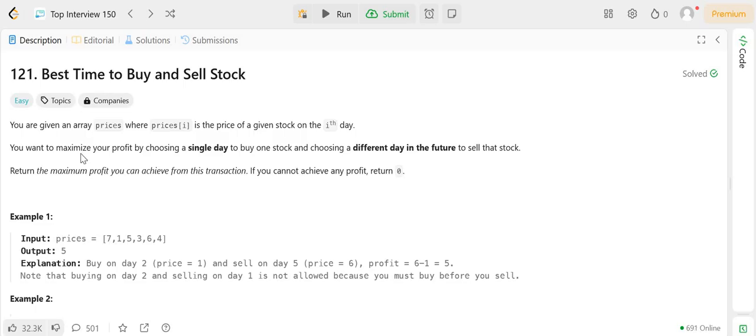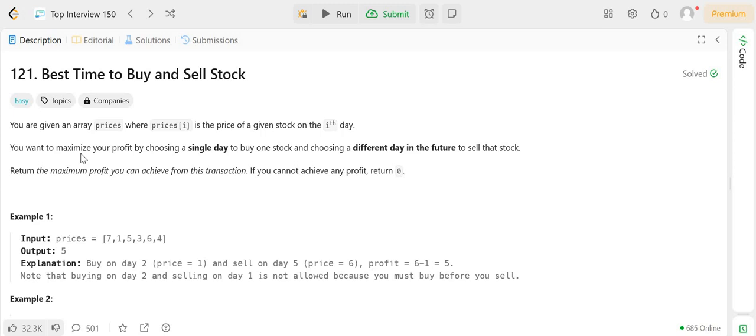So how can you maximize your profit? That means you have to buy at the minimum price and sell at the maximum price. Obviously, if you are buying it on Friday, you can't sell it on Thursday, right? You can sell only on days in the future. You can't go back in time and sell it in the past. So return the maximum profit you can achieve from this transaction. So we have to find the maximum profit. That means we have to buy at the minimum price and sell at the maximum price in the future. And if you cannot achieve any profit, return 0.